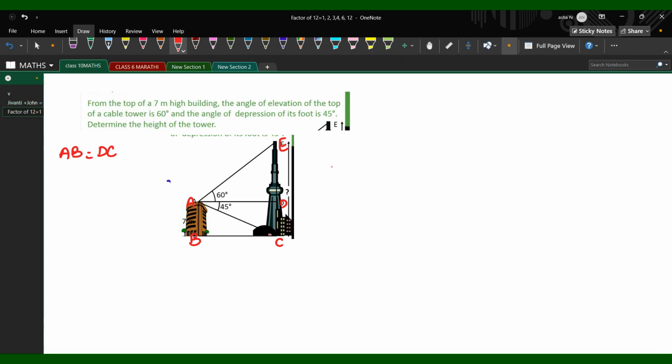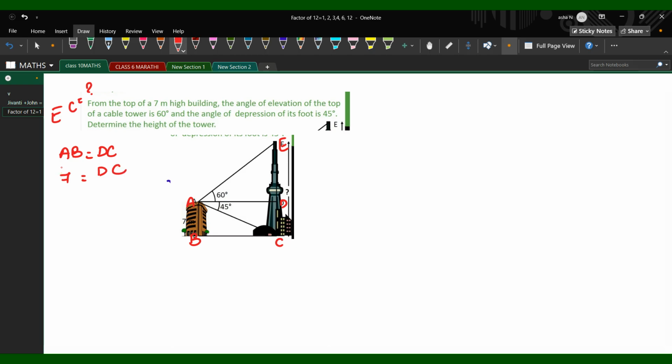Yeah, because finally at the end what we have to find? AC we have to find. That is the height of the tower. So partially we found out. That is the height of the cable tower, which is 7. So DC we got here 7.